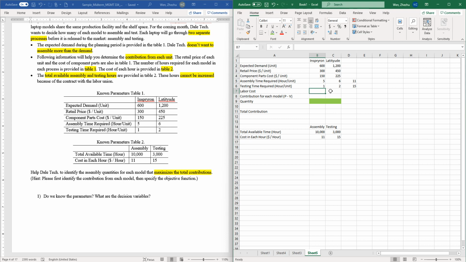The labor cost will be the sum product of this and this, and that will give us the total labor cost for Inspiron. Hope this step makes sense to you. I'm going to use absolute reference D5 to D6 because we're going to use that again to calculate the Latitude total labor cost. So, sum product.